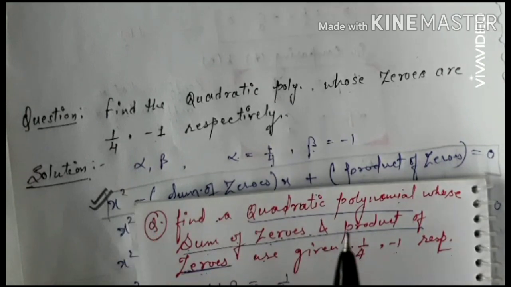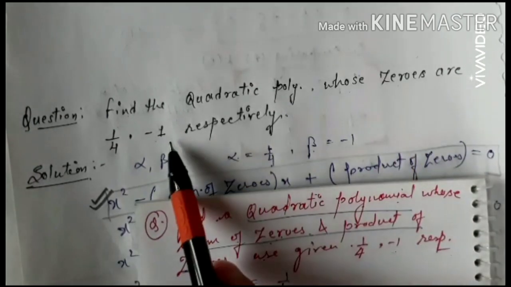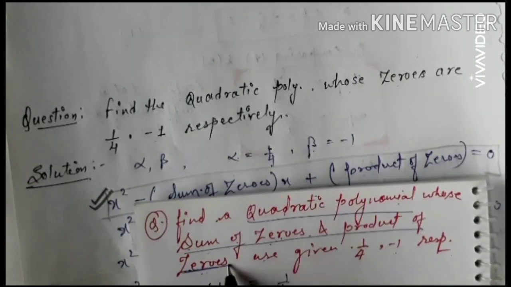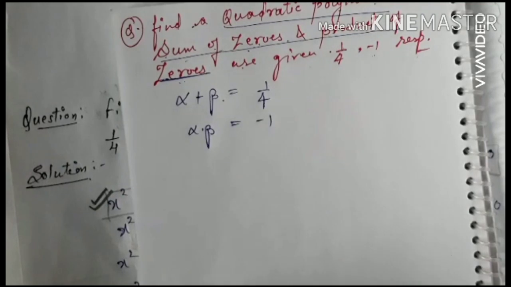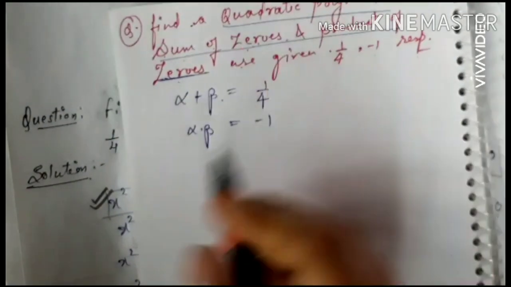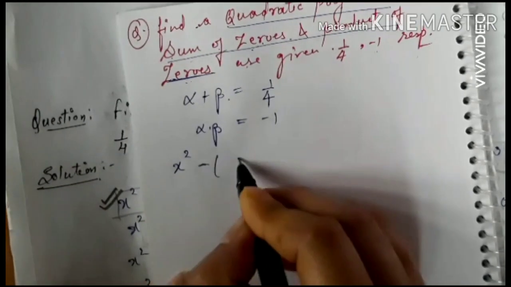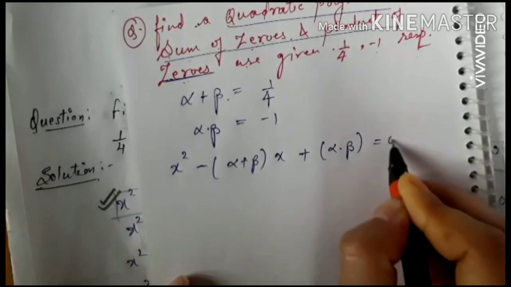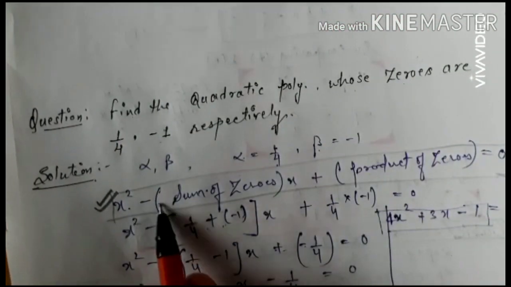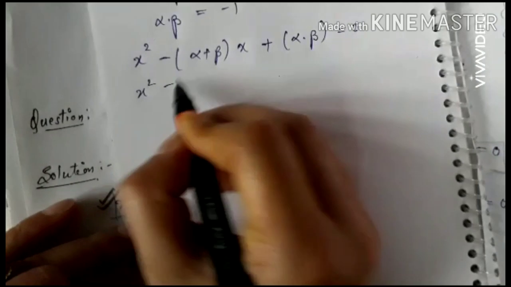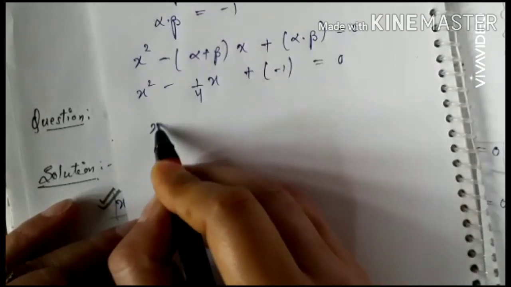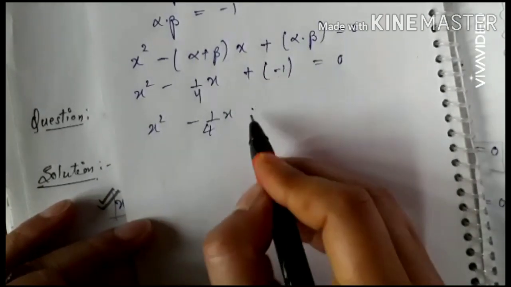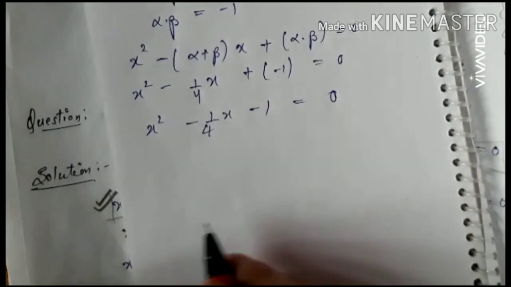But the main thing you have to keep in mind is that here the zeros are given, and here the sum of zeros and product of zeros are given. So now we are doing this one. Now you have to find a quadratic polynomial. The formula is x square minus the sum of the roots x plus the product of roots equal to 0. Same as for this: x square minus the sum of the zeros x plus the product of zeros. Now simplify this one. X square, the sum of the roots is 1 by 4 x, the product of roots is minus 1. Now simplify: x square minus 1 upon 4 x plus minus minus 1 equal to 0. Now take the LCM here.